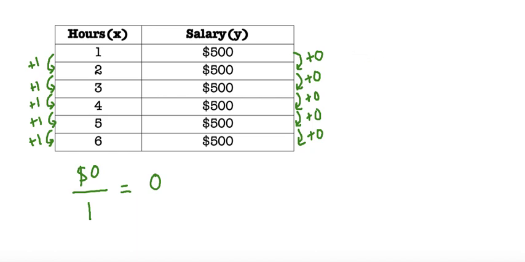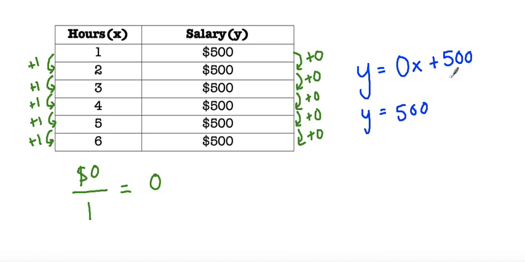So if we write out the equation of our line, we have y equals 0x plus 500. And here 0 times x is just 0, so y equals 500.